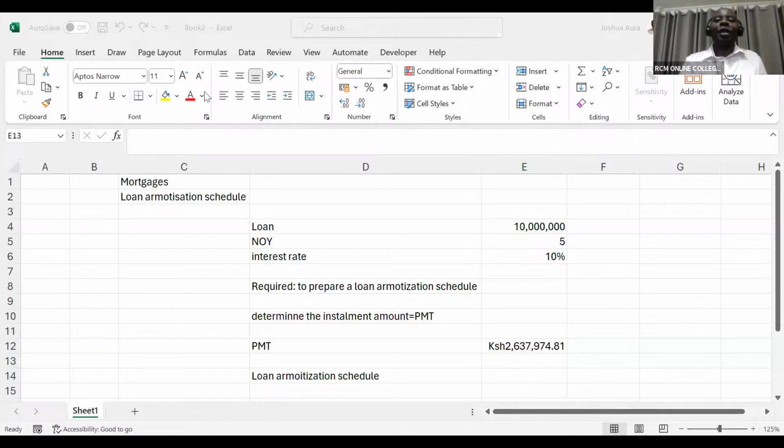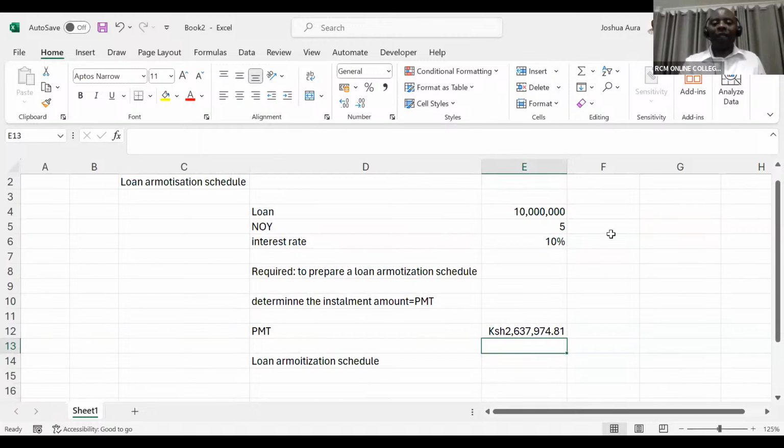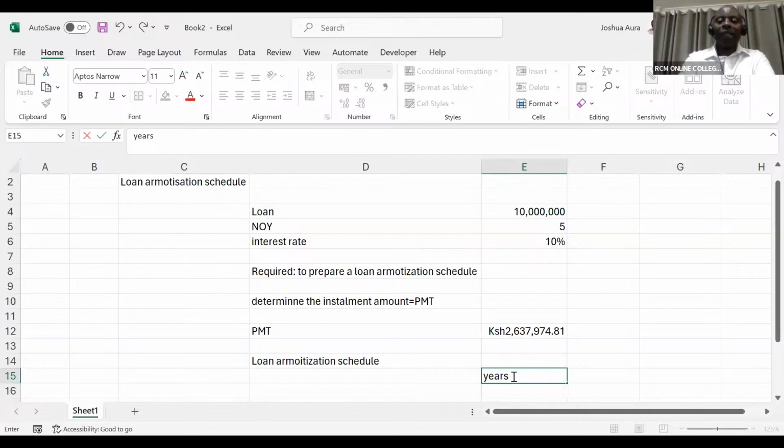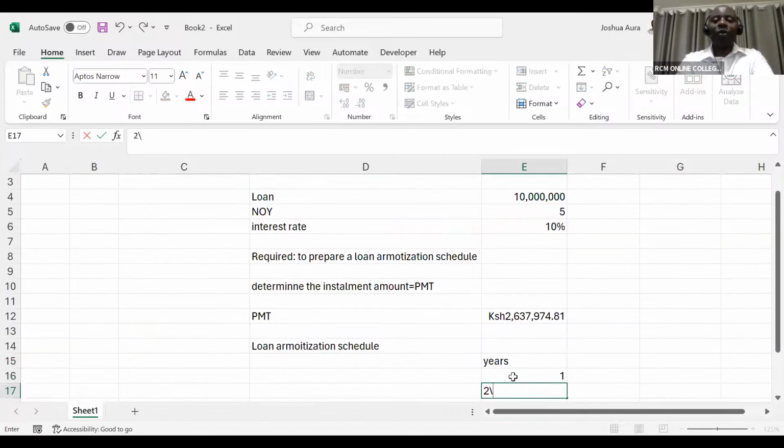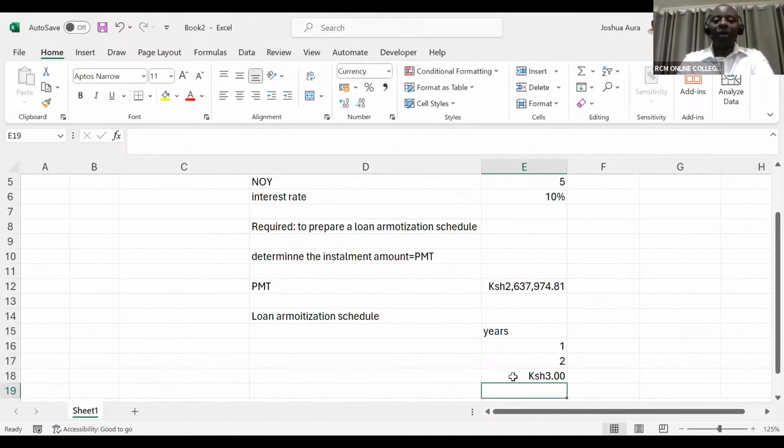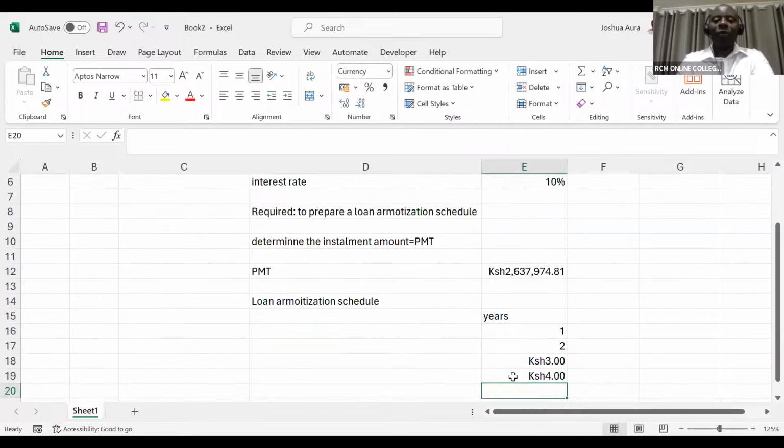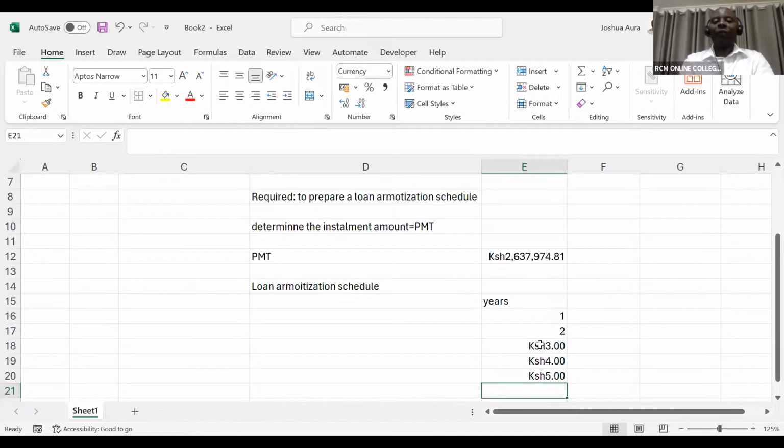Thank you very much. Now from there, ladies and gentlemen, go straight away to the loan amortization schedule. So right there, loan amortization schedule. So this loan amortization schedule, I have it here. I will start with years. The lady is required to pay in 5 years: 1, 2, 3, 4, 5.